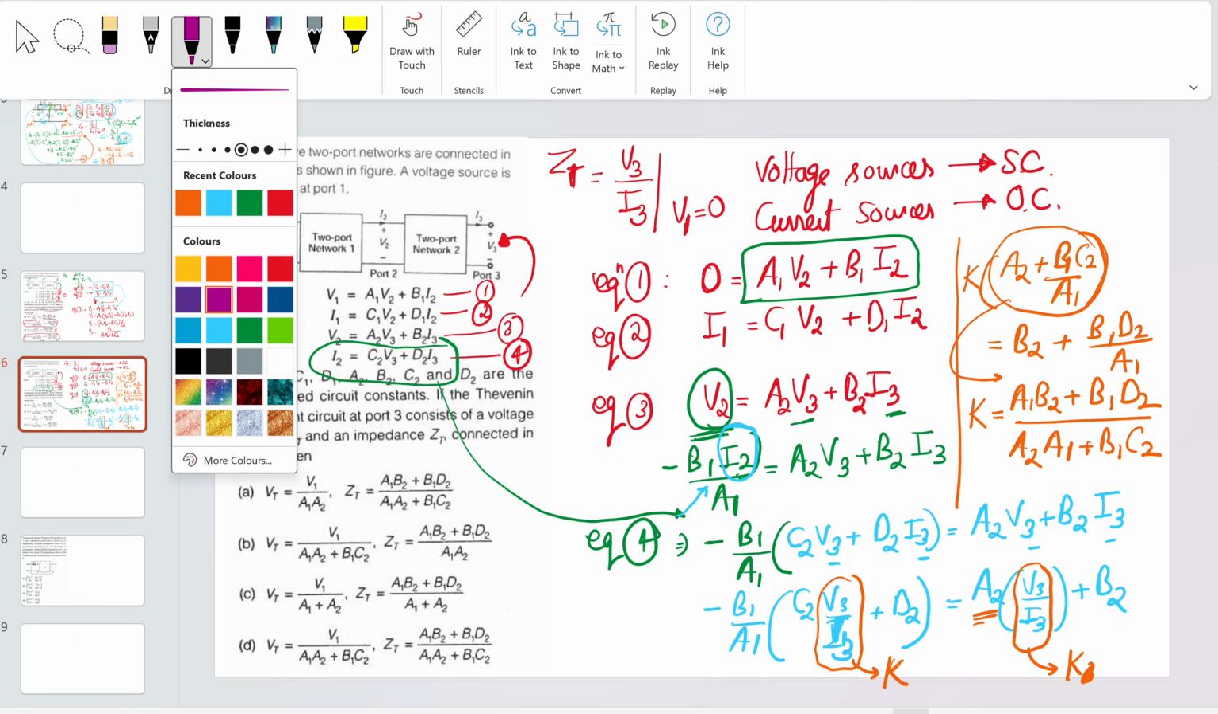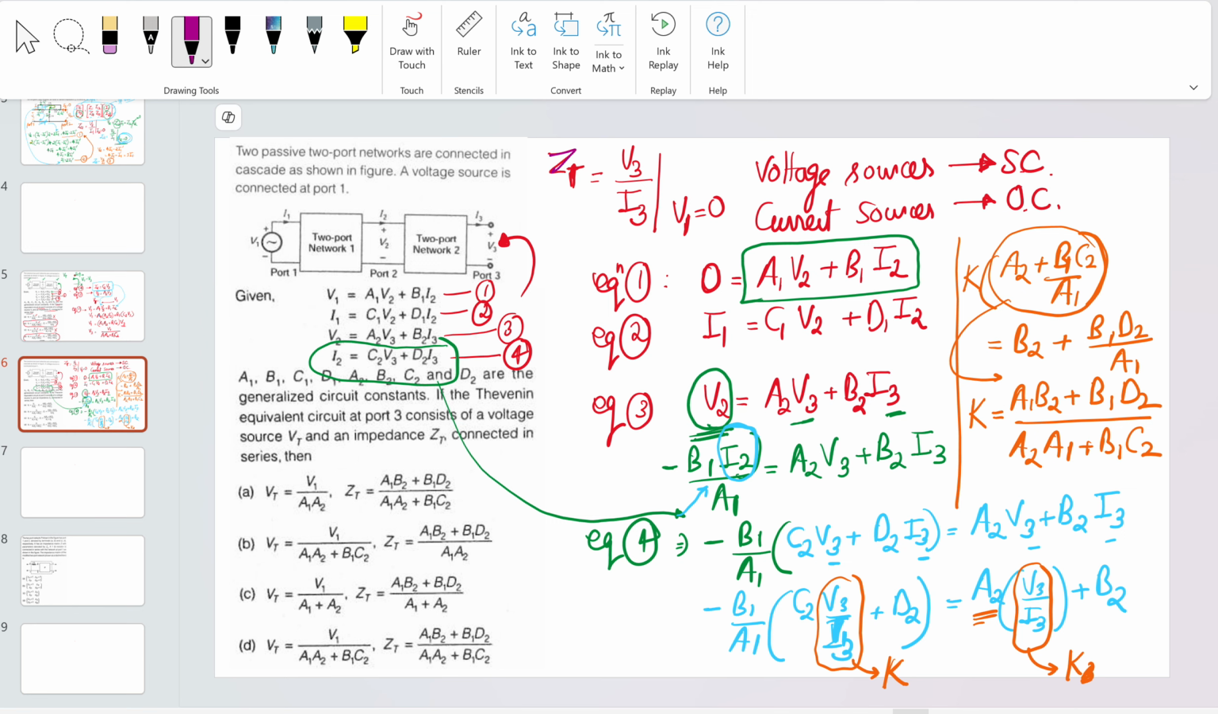It will be easy for understanding. Initially, we needed the ratio of V3 by I3 while keeping V1 equal to 0. It means that V1 we wanted to short circuit. Because the equation of V1 is there in the first part, we have kept 0 equal to A1 V2 plus B1 I2.